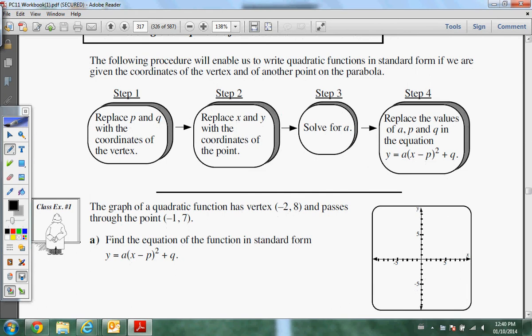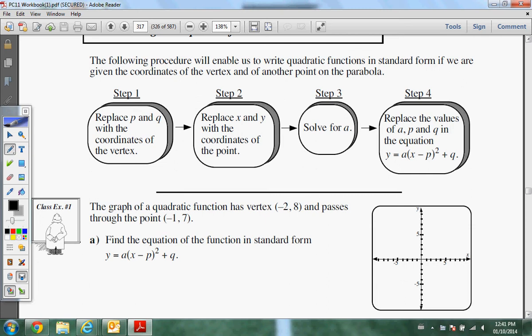The following procedure will enable us to write quadratic functions in standard form if we are given the coordinates of the vertex and another point on the parabola. So they give us the vertex and another point. What is the only thing we really have to solve for? Think about what we know about the vertex. If we have the vertex point, what is our only mystery in terms of the standard form? Looking right here, what's our only thing that we don't know?